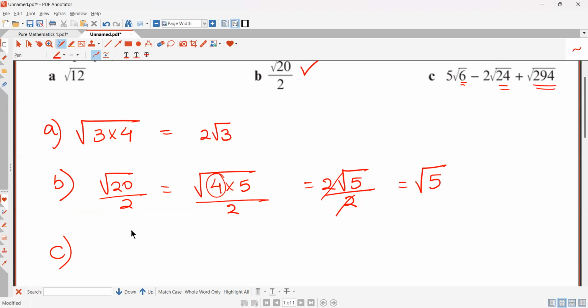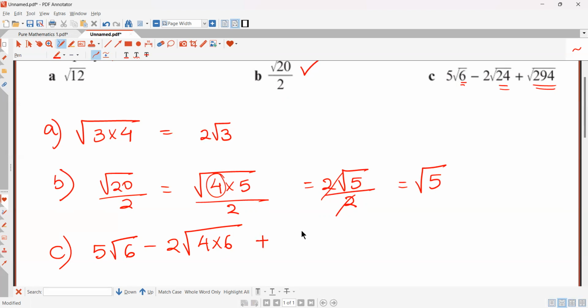I'll show you how. This is 5 root 6. Then minus 2 root 24. But 24 has to go with 6. So 4 6s are 24. Now, if you want, you can do this in calculator, 2 root 24 will give me an answer. But no. You have to know the manual way. So 4 root 6.